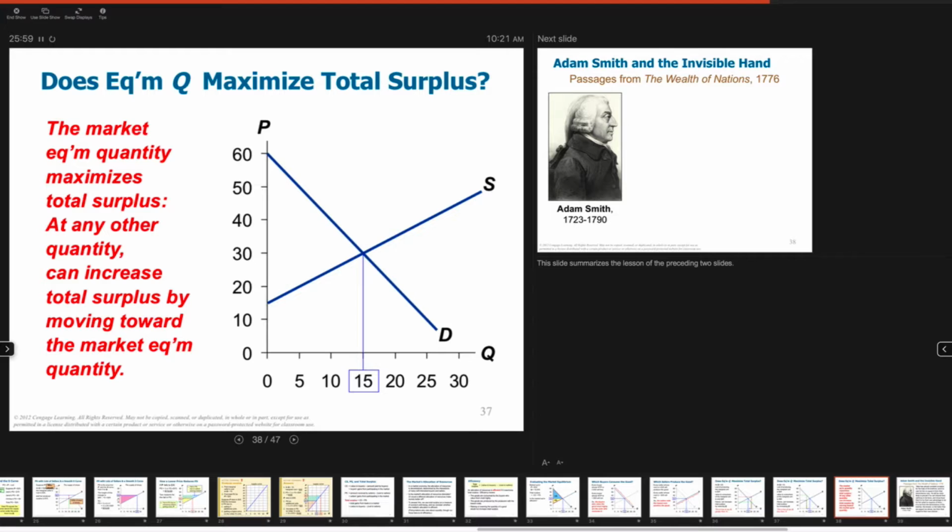Equilibrium is always going to give you maximized total surplus as long as there's no interference in the market. As long as there's no subsidies or taxation or foreign trade. As long as it's just a pure market economy, it's all that's going on. Equilibrium equals great total surplus.